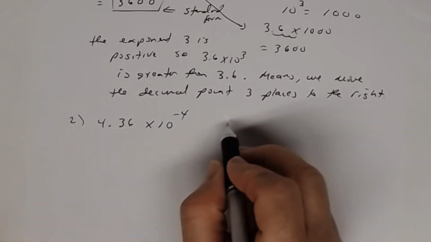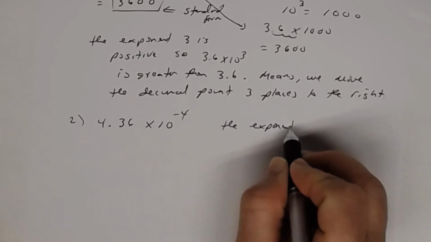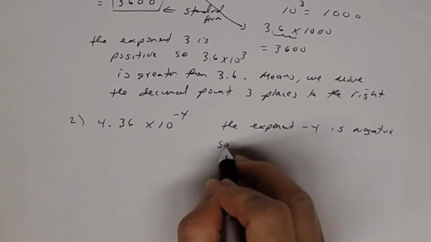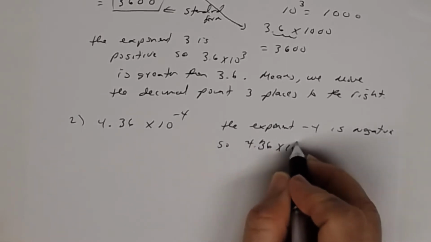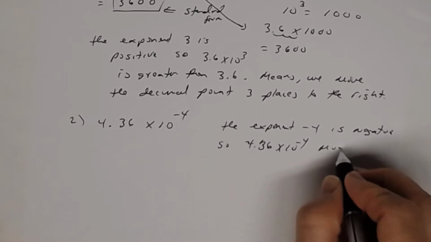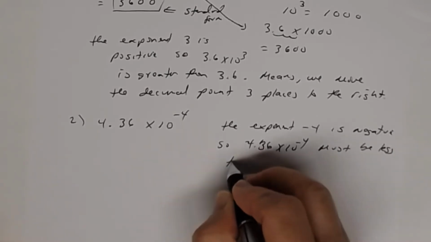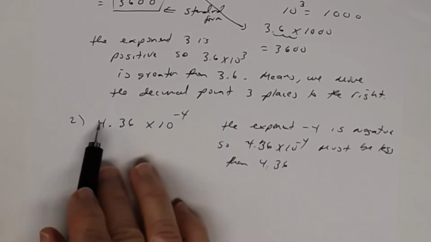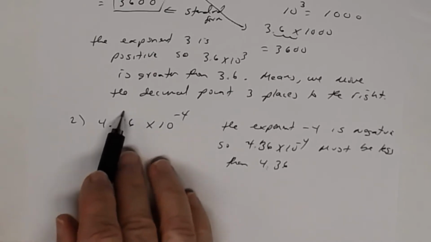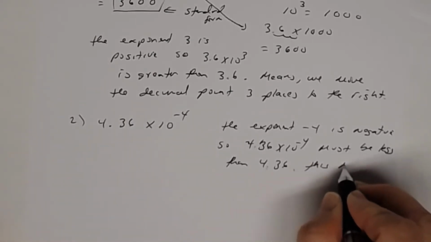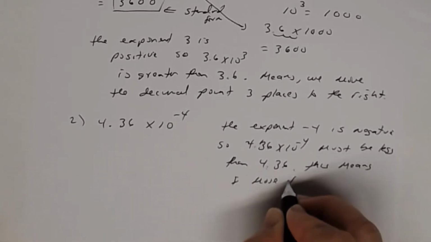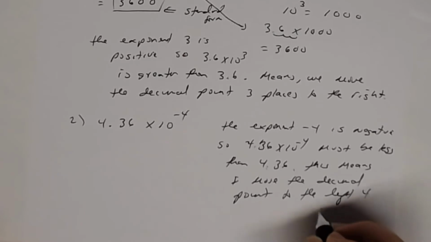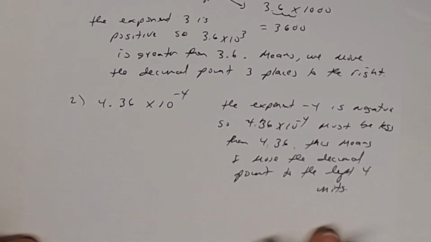Now I want you to notice that this time the exponent, negative 4, is negative. So this means that 4.36 times 10 to the negative 4 must be less than the coefficient, than 4.36. Multiplying by a negative power of 10 means that this number has to be less than this coefficient, 4.36. So this means I move the decimal point to the left 4 units. All right, so that's what that means. I move the decimal point to the left 4 units.